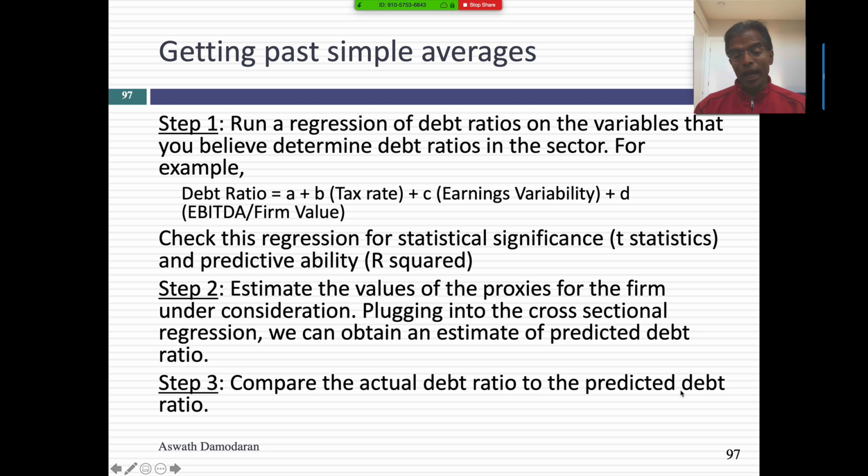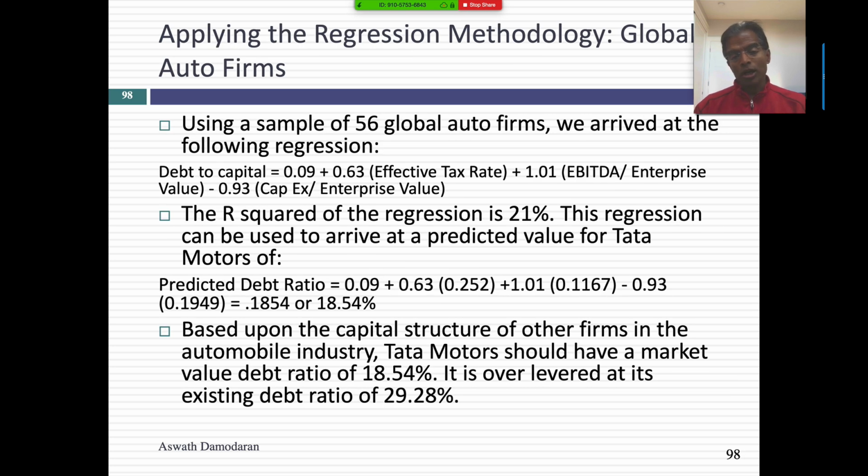I can compare the actual debt ratio to that predicted debt ratio. It's going to give me a measure of whether my company has too little or too much debt given how the rest of the sector is behaving. Sounds too abstract, right? Let's try this on Tata Motors. I took 56 global auto companies. I took their debt ratios and ran a regression across these 56 companies on tax rate, EBITDA to enterprise value, and CapEx to enterprise value.